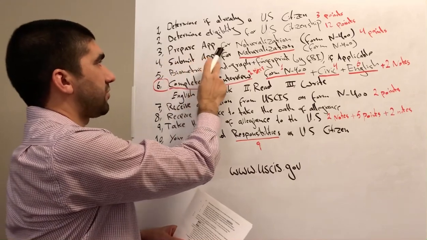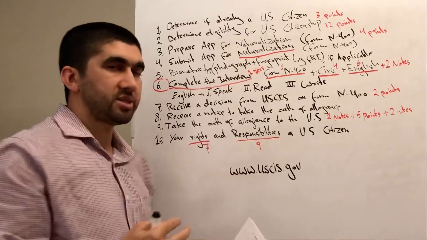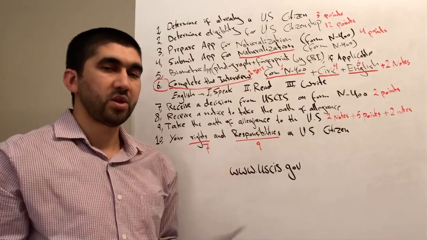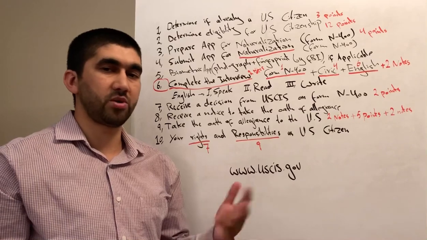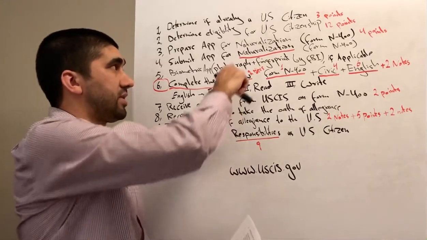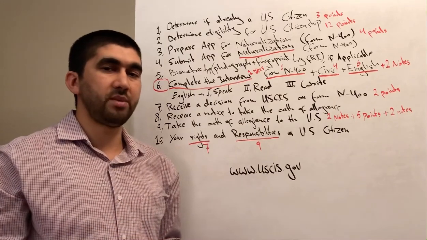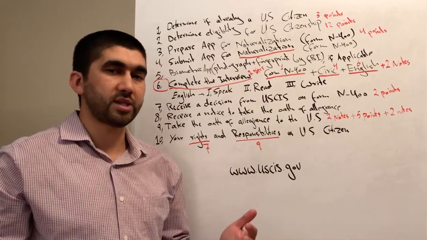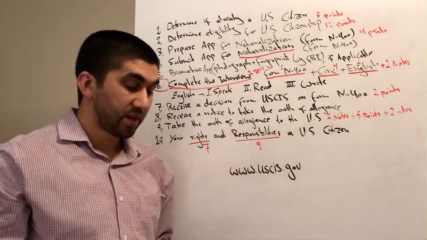Once you're done with number 2, you come to number 3, which says prepare application for naturalization. They use the word naturalization instead of citizenship because citizenship simply means you get a passport and you vote, that's all. But whenever they use the word naturalization, it means that you are naturalized to the United States. That's what it carries with it.